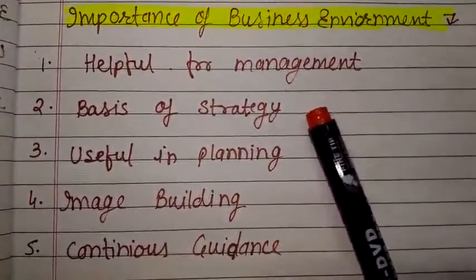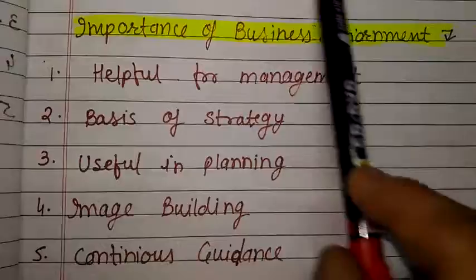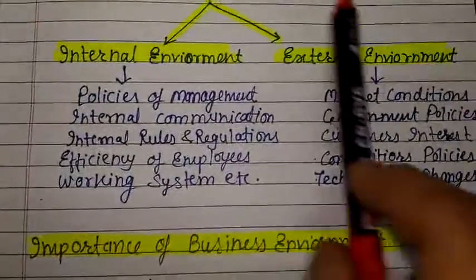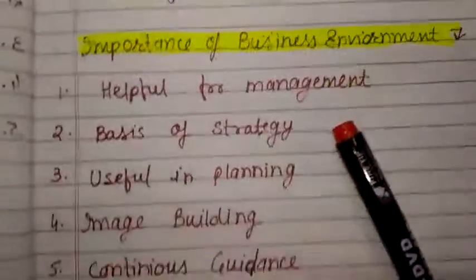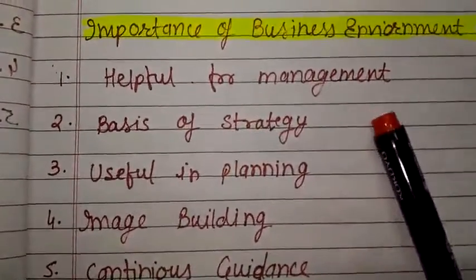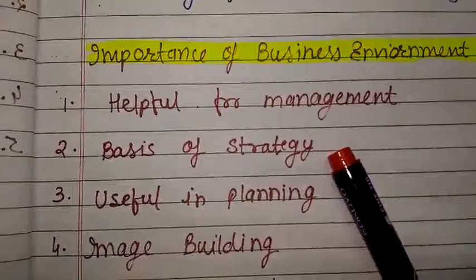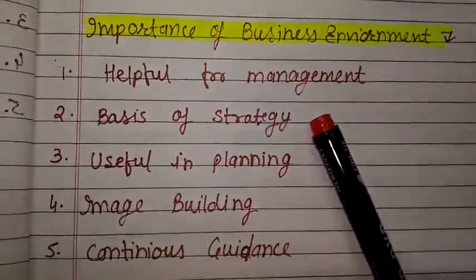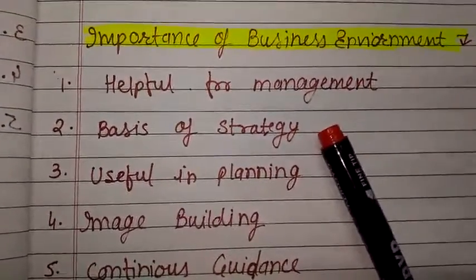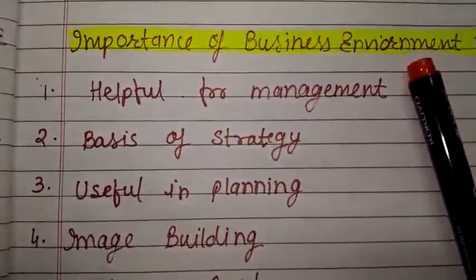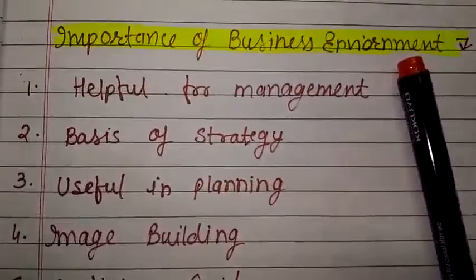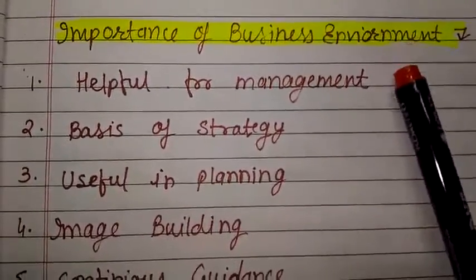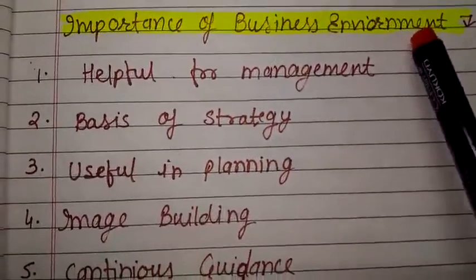Next is basis for strategy. On the basis of the study of business environment, means on the basis of the study of these different types of environmental conditions, the business has to make the strategy. Strategy means the long term plan. So when long term plans are made, the environmental conditions of business are also taken into mind, or we can say that it is very necessary to study the business environment.